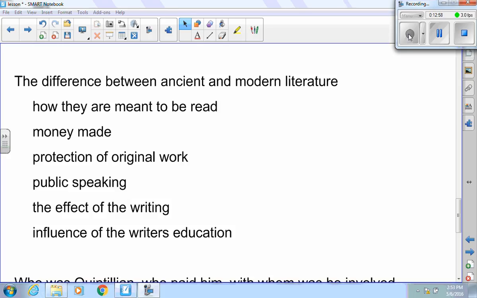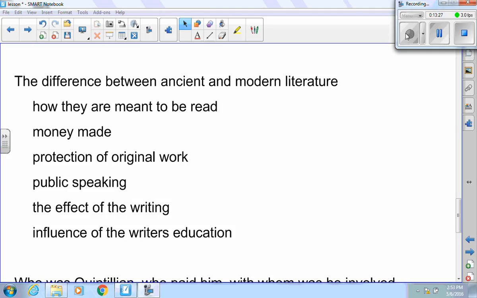Next, we need to know the difference between ancient and modern literature, how they were meant to be read. Ancient literature was read aloud. Modern literature is read silently. Money made: we can make tons of money today by writing books. They didn't make much money or any money writing their books. Protection of original work: we have all kinds of property law and copyright laws today that ensure that other people can't take what we wrote and say that it's theirs. They had no copyright laws in ancient Rome.